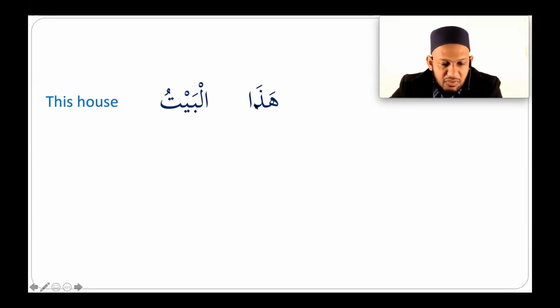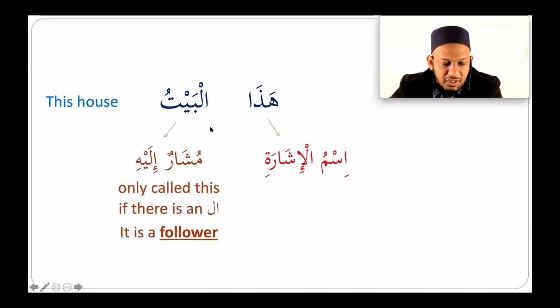If it has the al, we call the first one ismul ishara, and we call the second one musharun ilayhi. We only call it musharun ilayhi if there's an al on it, and this will be a follower. In other words, it will follow the hal of the hada. Even though we can't see the hal of the hada, it has a hal, and it will follow it. So because al-baytu is raf'un, we actually know that the hada is also raf'un.